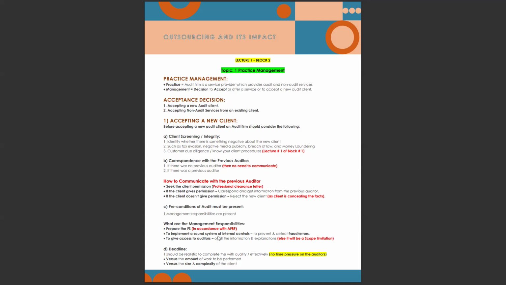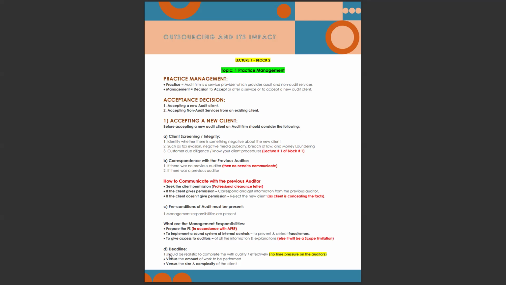Second point, to implement a sound system of internal controls to prevent and detect fraud and errors. We have to ensure that there is a proper system of internal control to ensure operating effectiveness of such controls. Point C, to give access to auditors of all the information and explanation. Otherwise, it will be a scope limitation. If we ask management about anything, it is the duty or the responsibility of the management to provide the auditor with all the necessary information. If management refuses to provide, then it will result in a scope limitation. We will cover scope limitation in block 3, which is our reporting block.